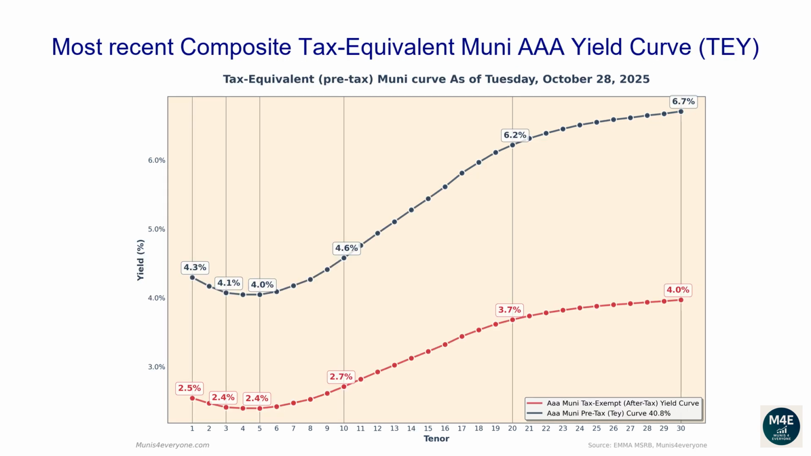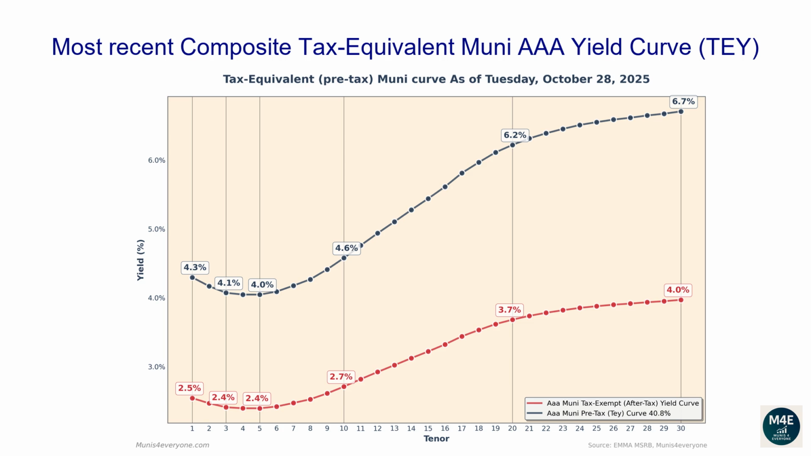Let's now go over the most recent composite tax-equivalent Muni AAA yield curve. The following graph shows, in red, the tax-exempt, after-tax Muni yield curve, versus in blue its tax-equivalent, pre-tax version, assuming a 40.8% top tax bracket, as of October 28, 2025. Why would you care to see the tax-equivalent version of the Muni yield curve? More on this later. Let's first go over the pre-tax, aka tax-equivalent yield curve.